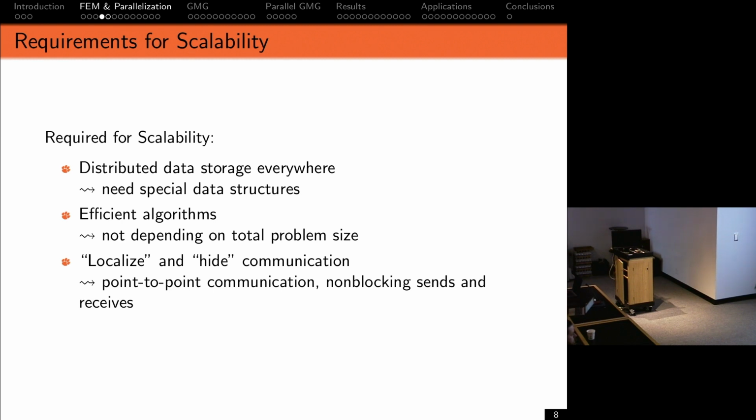So the only thing I can hope for is that I localize communication, as in I don't have every one of the 100,000 cores talk to each other all the time. And the second thing is that I hide them. What that means is that I'm sending off a message, and then while I do that, I do computations, right? And if I do that, then the timing doesn't matter, and it doesn't break my scalability. So in general, that's kind of the summary of what I need.